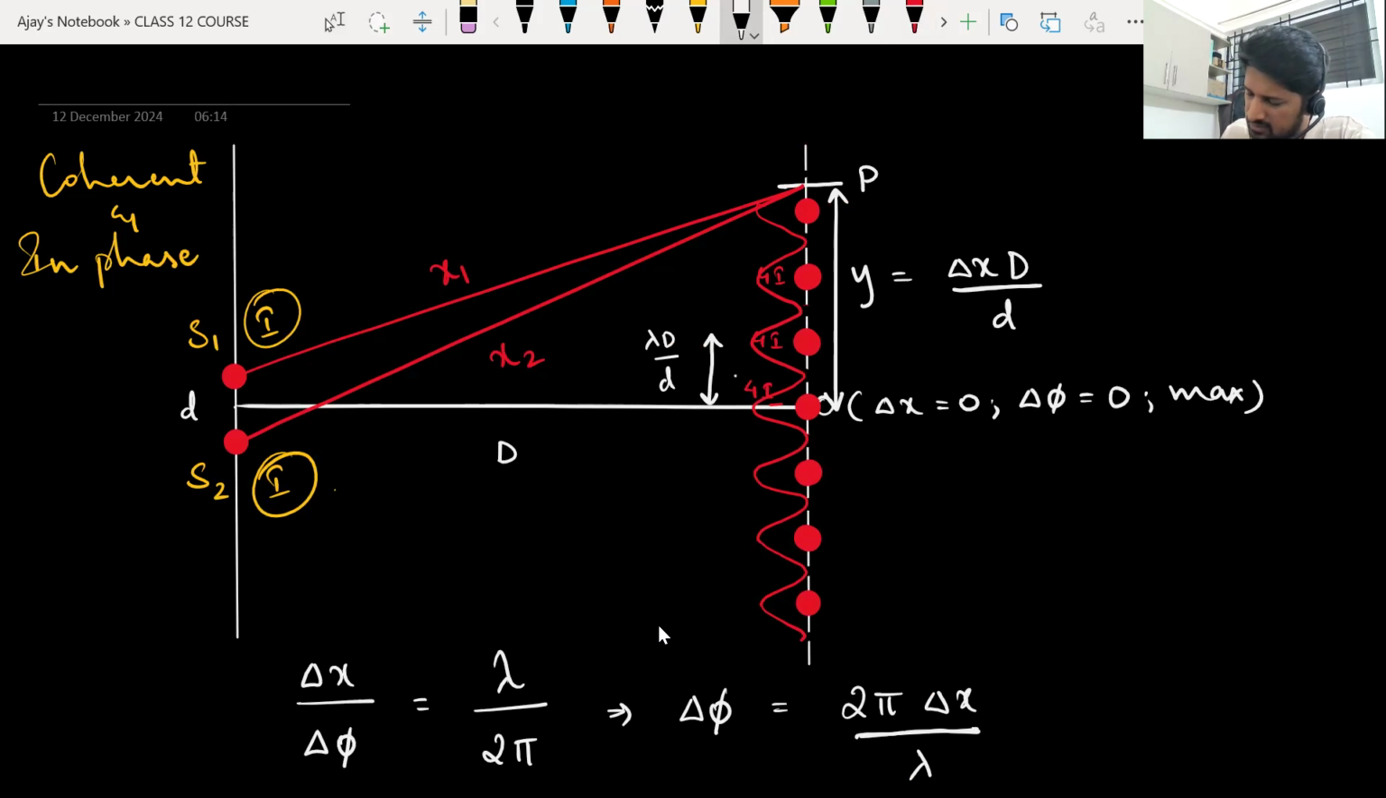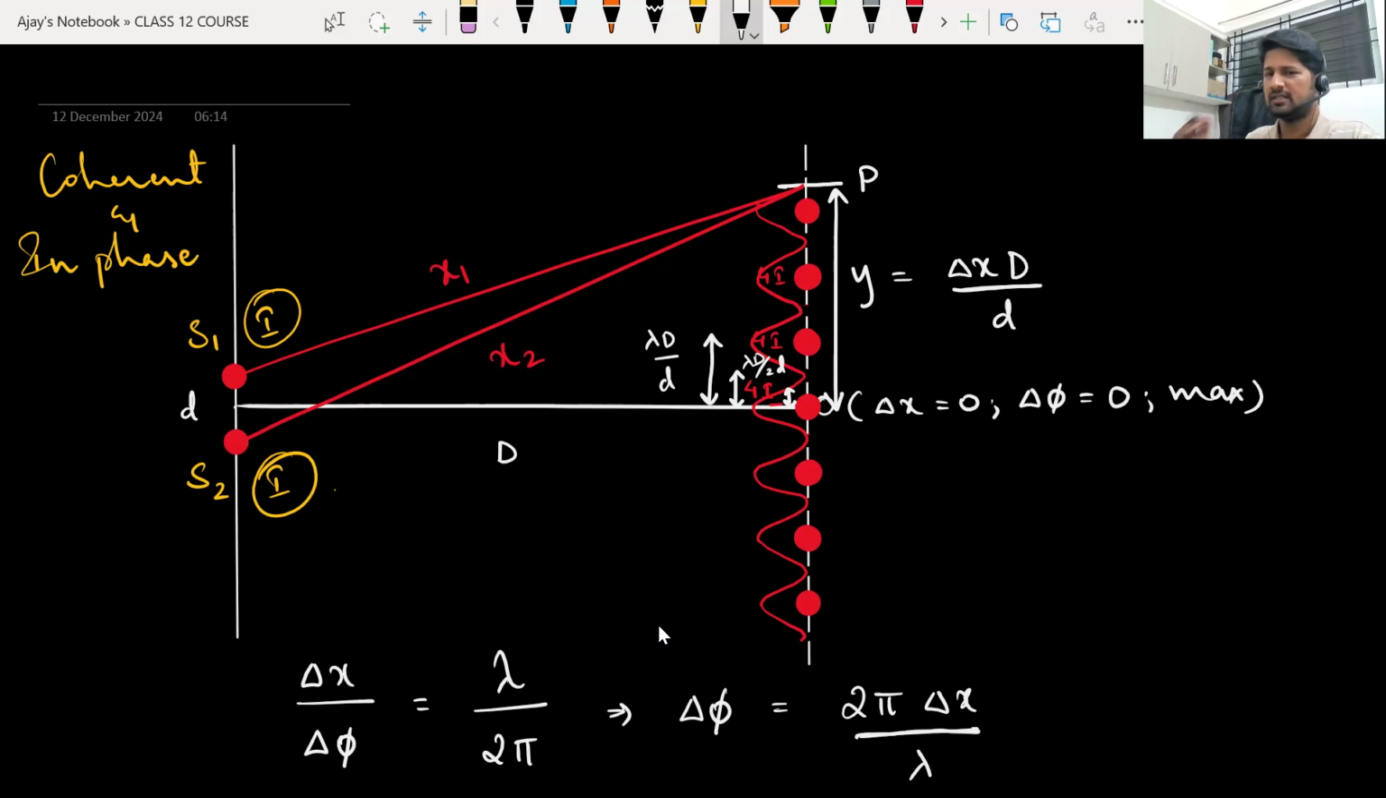The distance from the central maximum to the first point where you get minimum intensity is lambda D by 2d, half of the fringe width. The distance given to you in this problem was lambda D by 4d, which is this half distance. There the intensity is neither maximum nor minimum. It is some value in between, and we find that it is 2I. Maximum intensity 4I, minimum 0. At this particular distance, it is 2I.